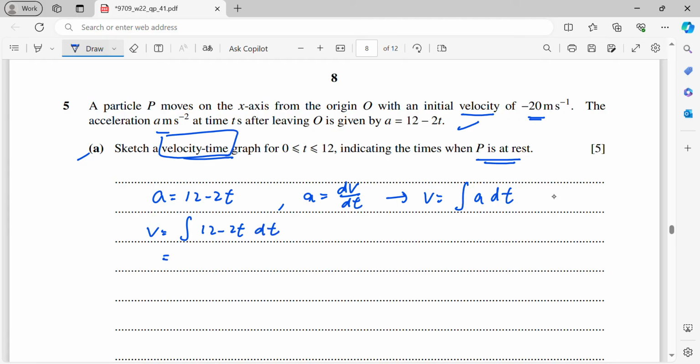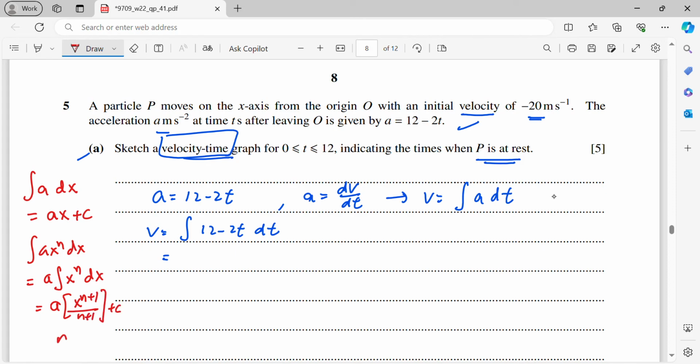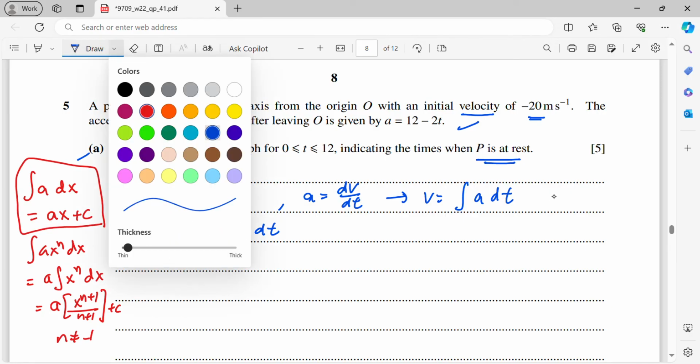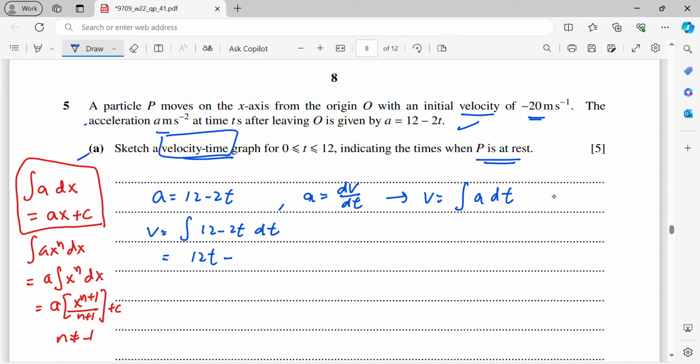And when you do integration, you are actually adding to the degree. If I give you the integral of a x^n dx, that is going to be a x^(n+1) over n+1, plus c, where n is not -1. So there are two different formulas here. Now, the 12 becomes 12t, then 2t becomes 2t squared over 2, followed by plus c. That means your v is basically 12t minus t squared plus c.